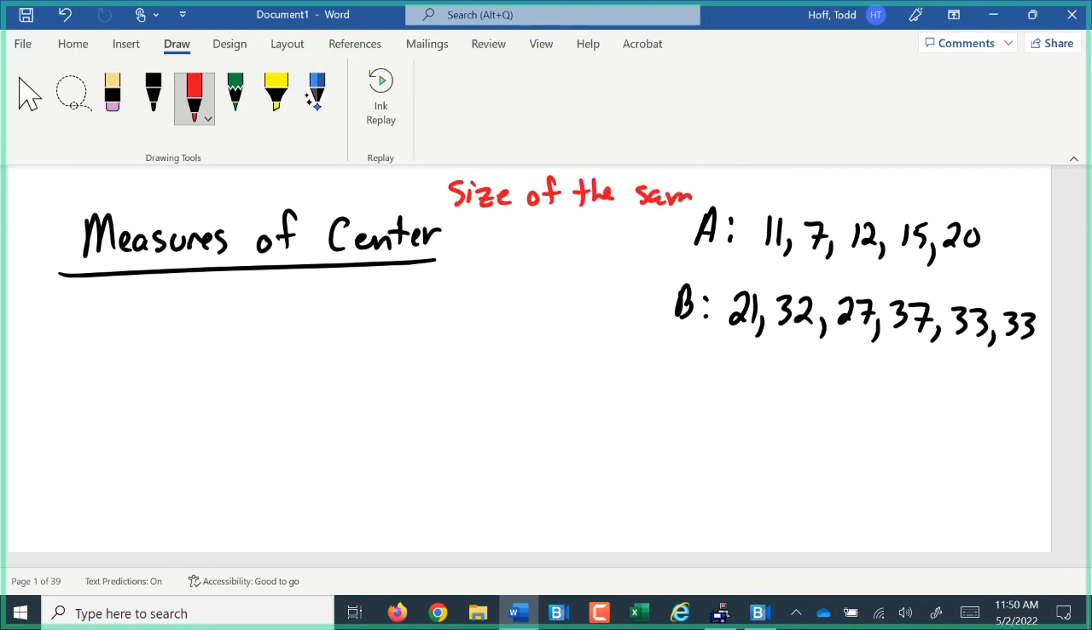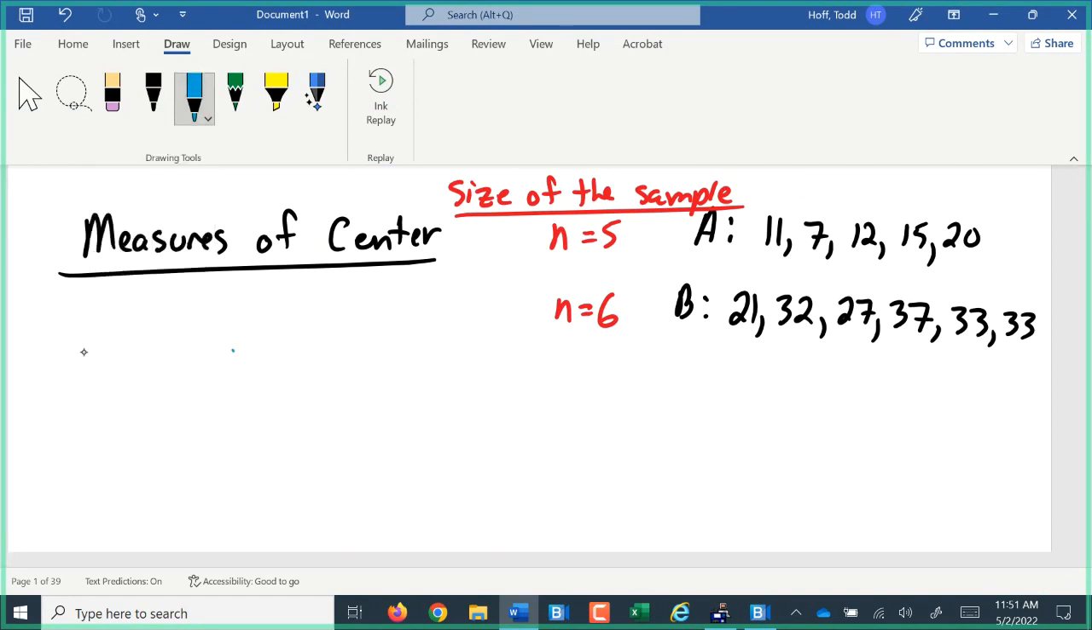And we're going to assume that both of these are samples. The size of the sample, we use the symbol n. So for set A here, n equals 5. There are 5 data points, 5 numbers in that set. For set B, n equals 6. There are 6 numbers in that data set.